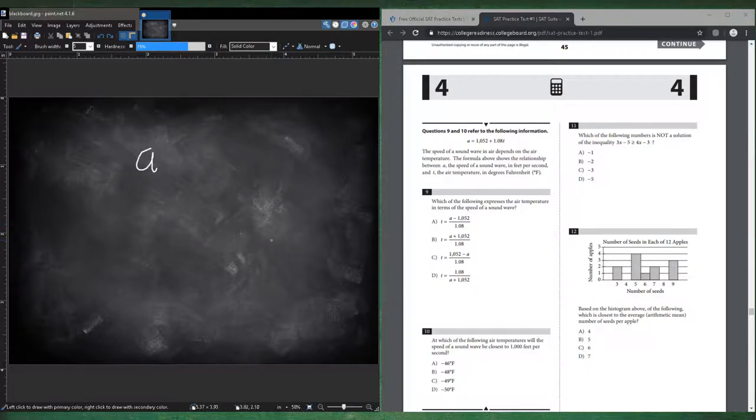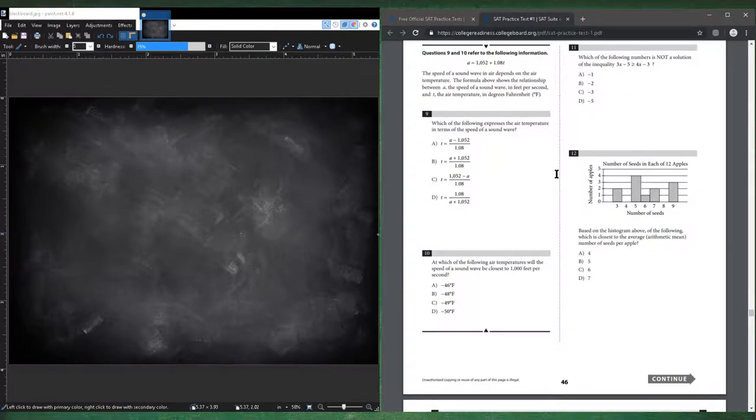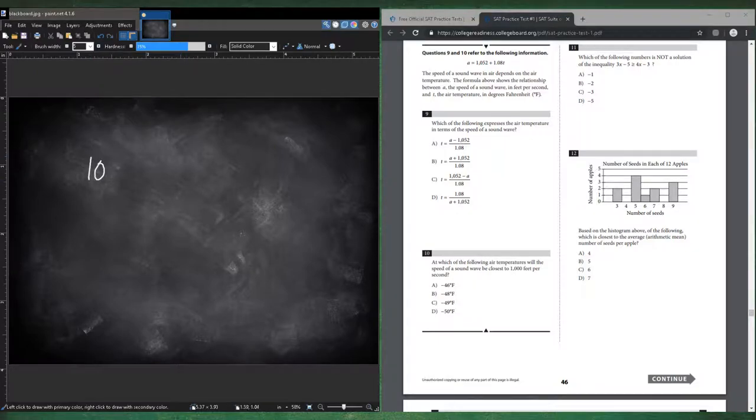Pretty basic question, just rewriting variables to find out what they represent in a different manner. Which of the following air temperatures would be the speed of a sound wave closest to 1,000 feet per second? So A is 1,000 feet per second. And we need to find out T.